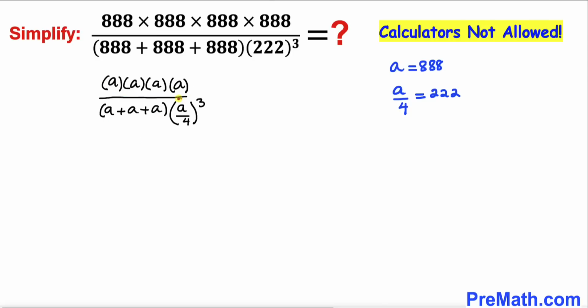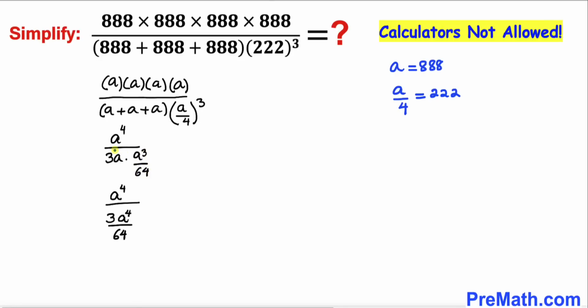Likewise, let's focus on this part. This could be written as A power 3 divided by 4 power 3, and 4 power 3 is the same as 64. Therefore, this expression could be written as, at the numerator, A power 4 divided by 3 times A, and then times A power 3 divided by 64.